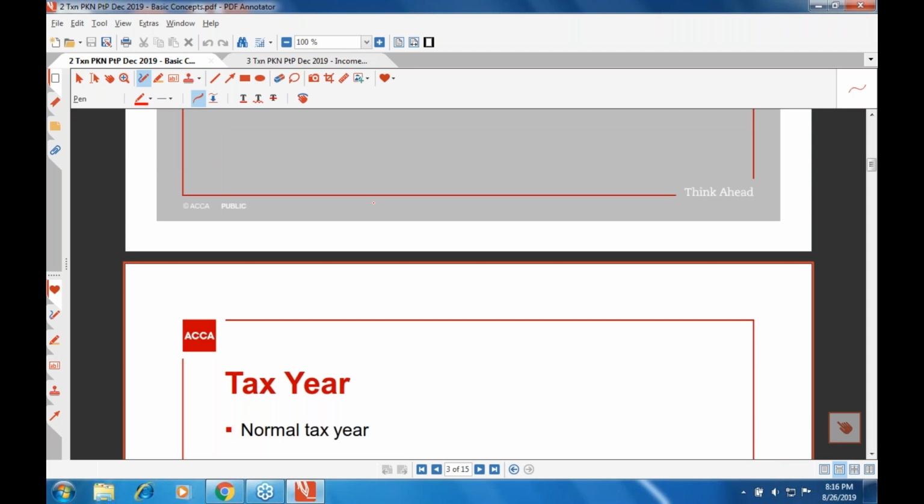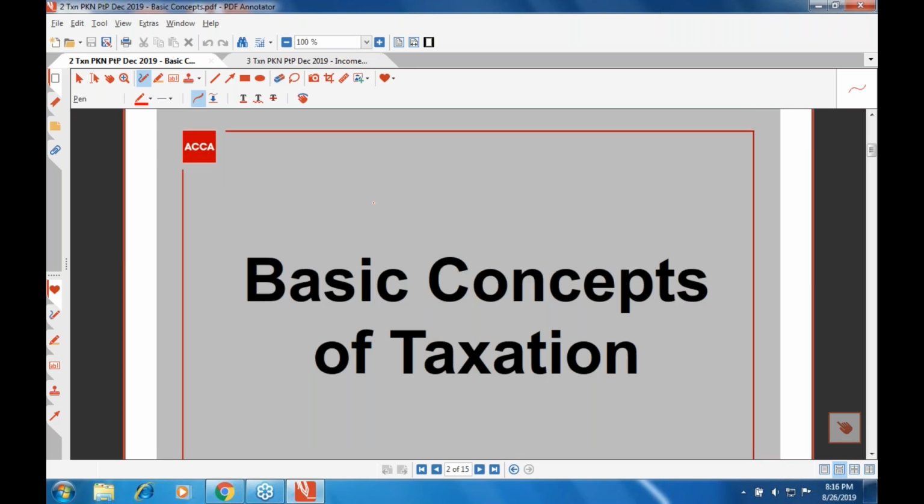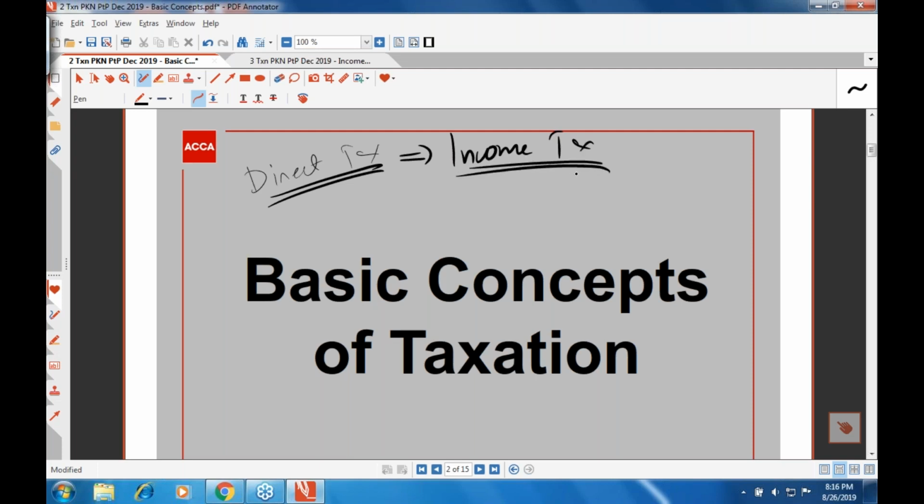Whenever we are discussing the basic concepts of taxation, the first thing I am going to cover is the direct tax. I am not covering the indirect taxes right now. The direct tax that we shall be discussing is the income tax. The income tax law is covered by the Income Tax Ordinance 2001.